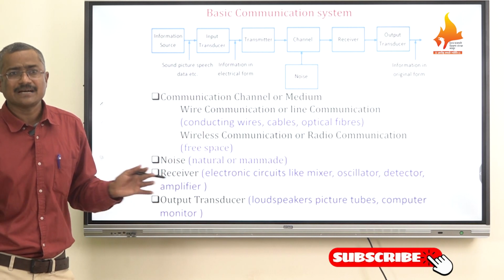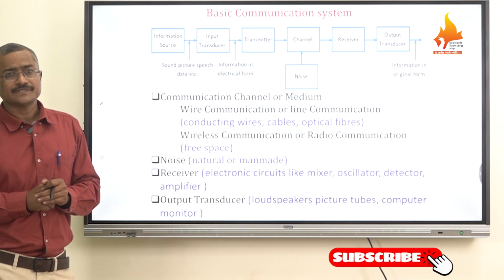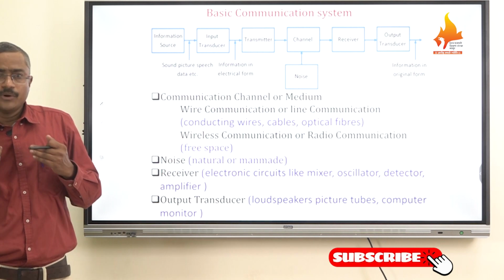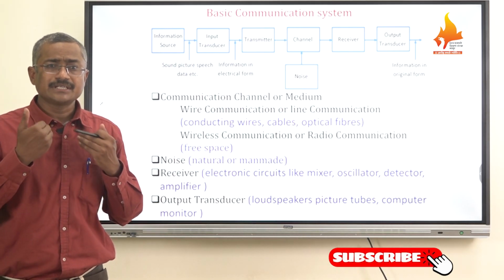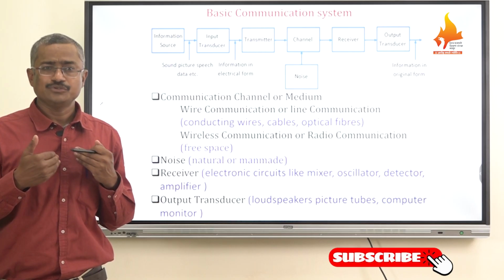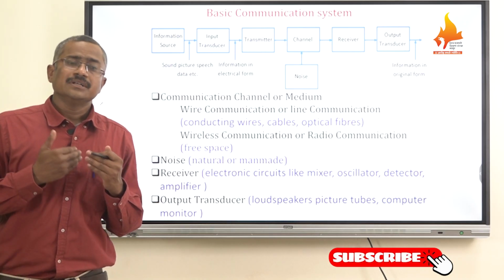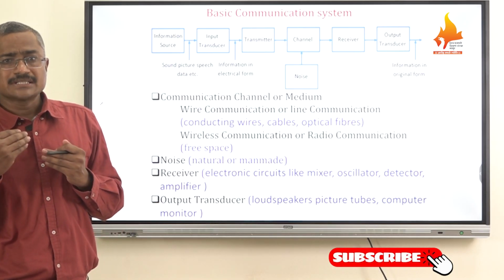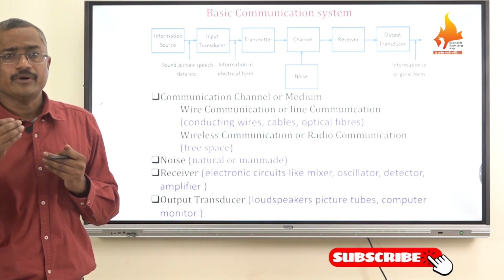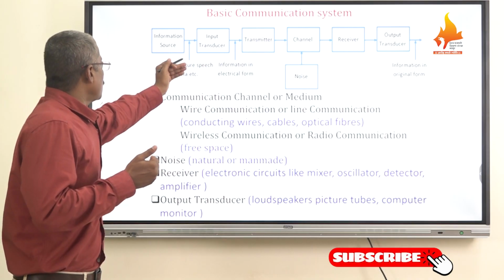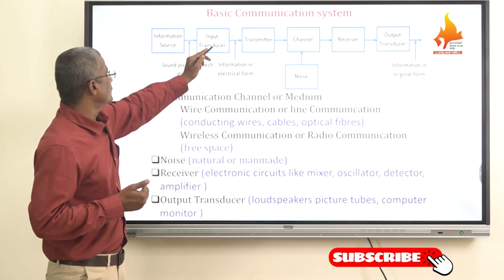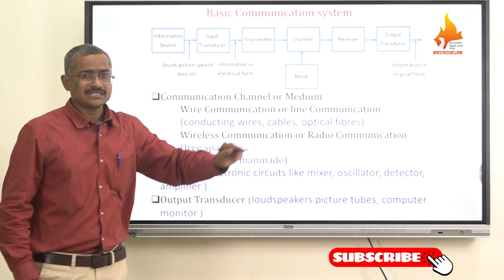That is also one example of a basic electronic communication system. Whenever I speak, my voice is converted to an electrical signal by using a microphone. This microphone converts the sound signal into a time varying electrical signal. The input transducer is a microphone. Now that is given to the transmitter.